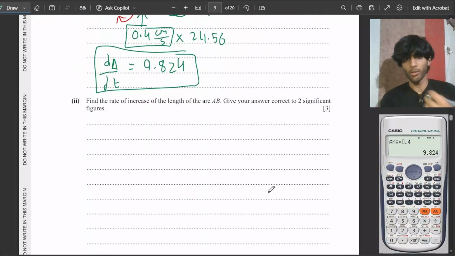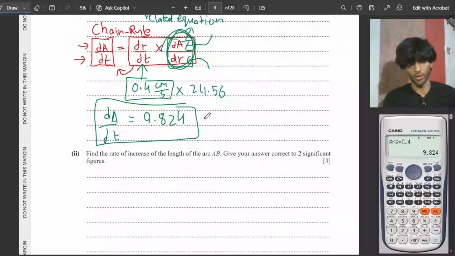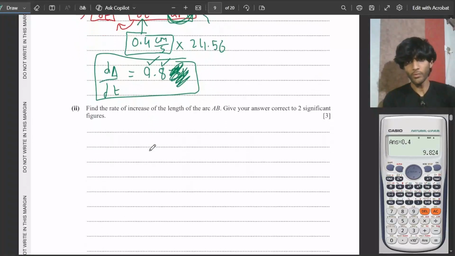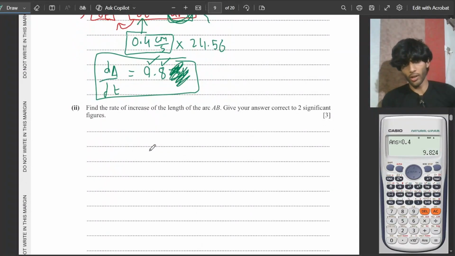Now, part number 2 says, find the rate of increase of the length of the arc AB. Give your answer correct to two significant figures. Oh, I think I have to give my answer correct to two significant figures over here as well. So we're only going to keep 9 and 8. I can remove this, and so my answer is going to be 9.8. Okay, so length of arc, again, rate of increase of length of arc AB.